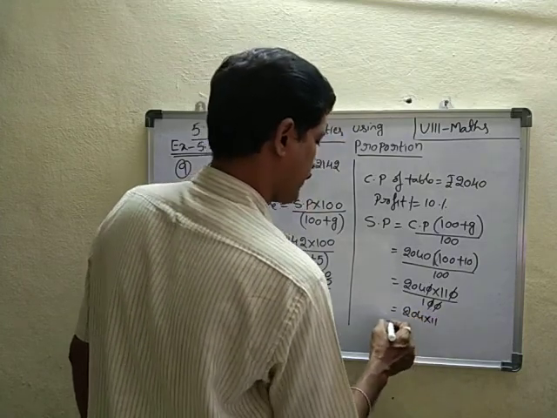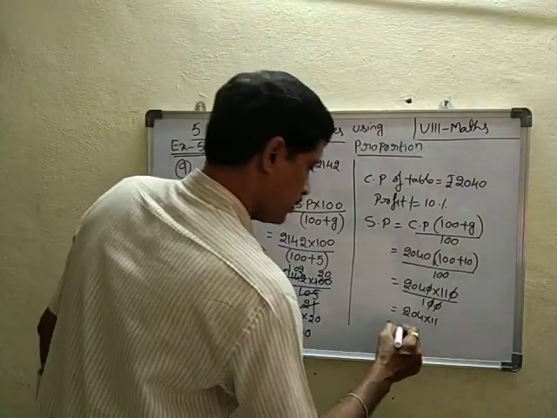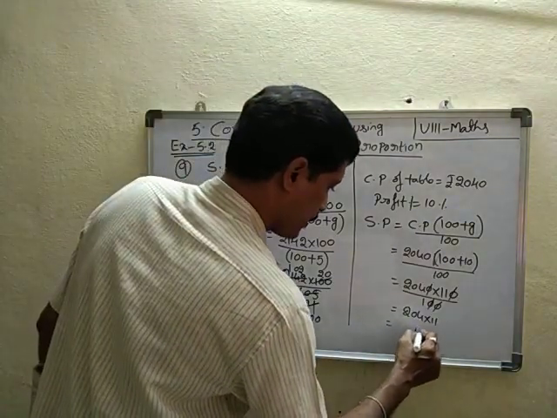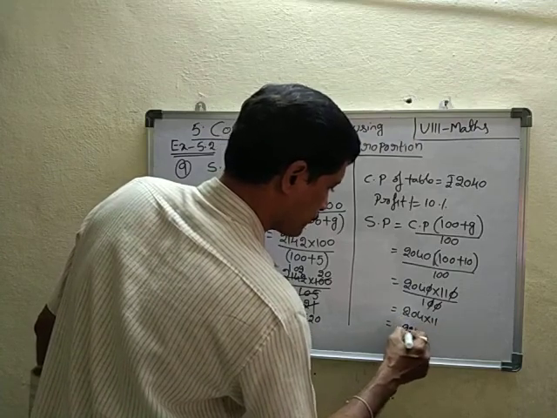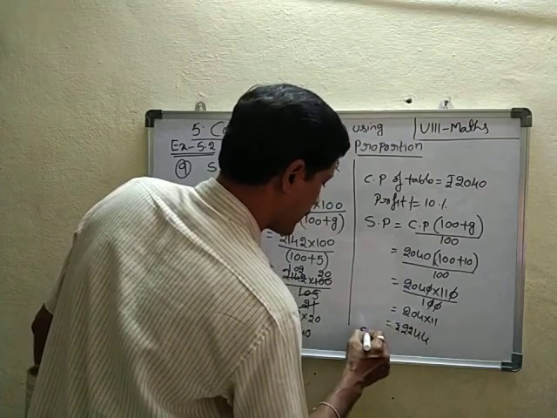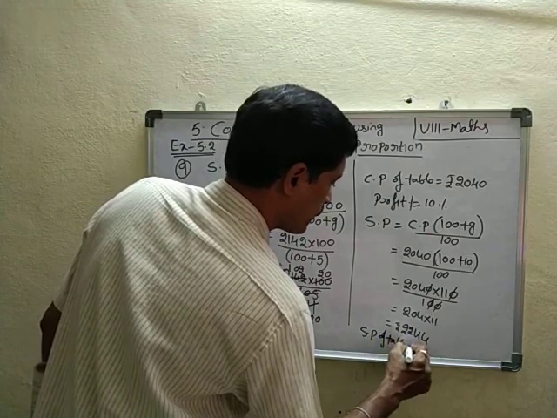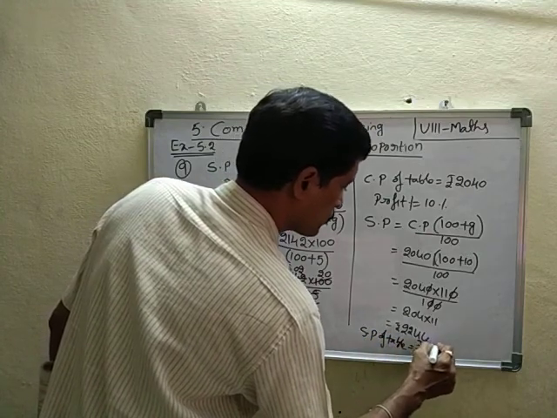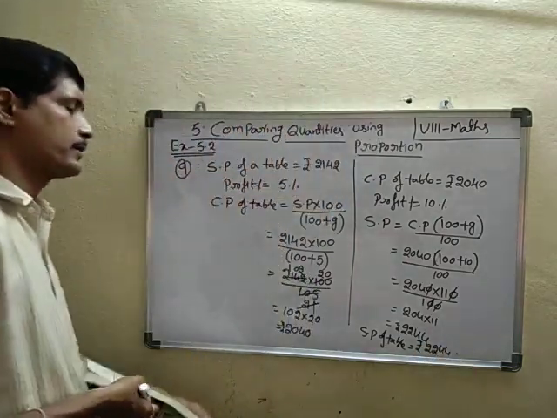Therefore, multiply: 11 times 4 is 44, and 11 times 2 is 22. Therefore, the selling price of the table equals 2244 rupees. Therefore the person gets a 10% profit.